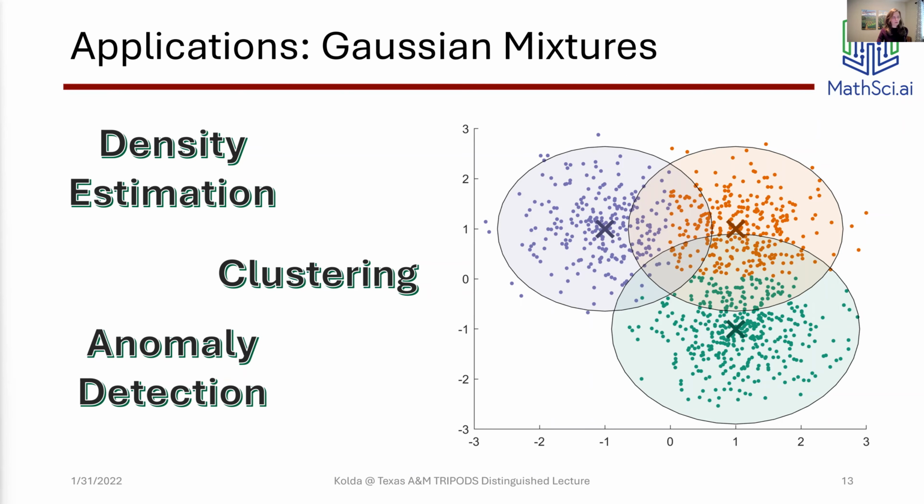So if a new point were to show up, say right here, we'd probably say that's not particularly anomalous. But if it were to show up over here, through a Gaussian mixture model, you could say that the probability of this point is very, very unexpected from the point of view of the model. So that's where it's often used for anomaly detection. And there are many other applications as well.